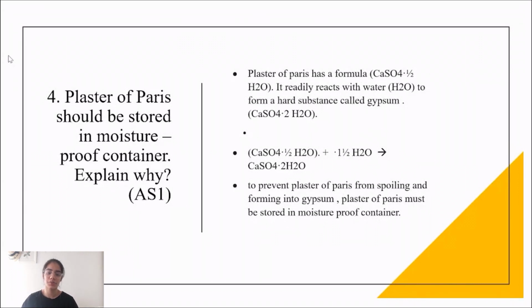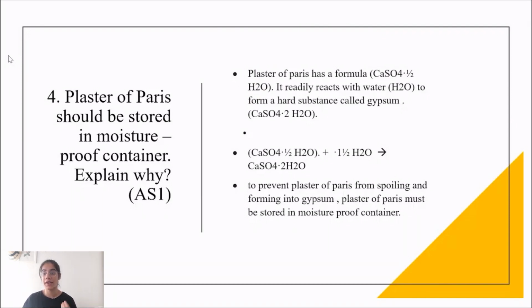Plaster of Paris should be stored in a moisture-proof container. Why? We know that the chemical formula for plaster of Paris is calcium sulfate dot half a molecule of water, that is CaSO4 dot half H2O. This means that it will readily react with any molecule of water and form a hard substance called gypsum.